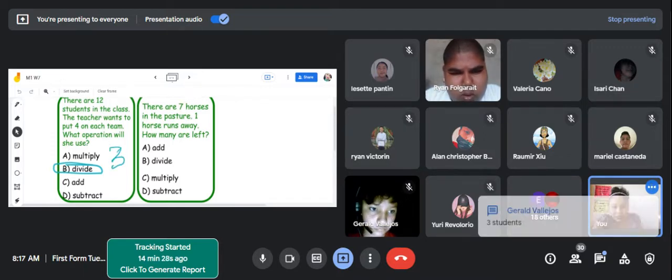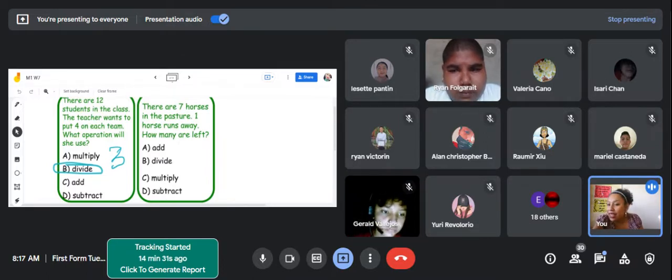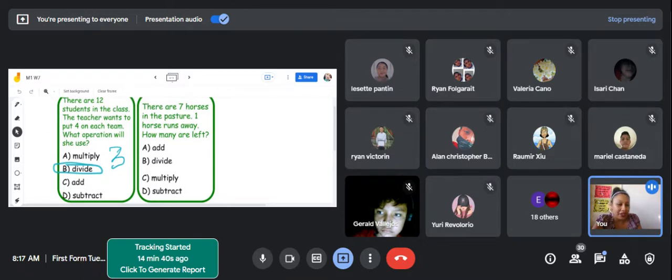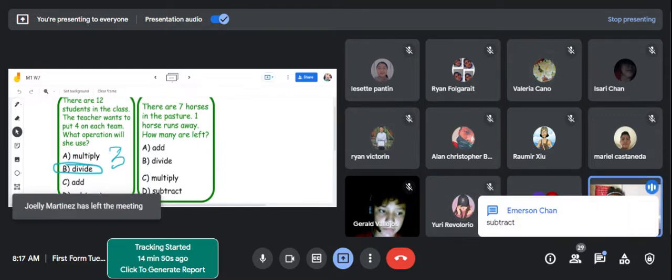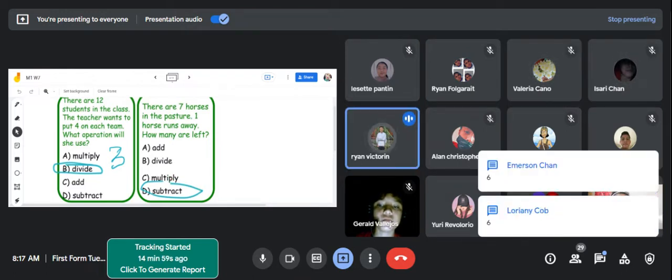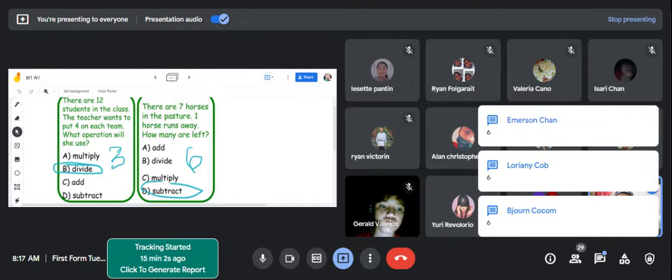The other one. It says there are 7 horses in the pasture. One horse runs away. How many are left? What are we doing in that question? Subtract. Subtraction, very good. And if we were to solve the question, what would be the answer? Six. 6 horses. Very good. 6 horses.